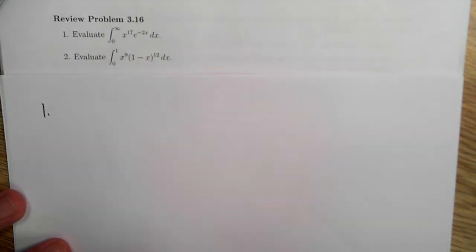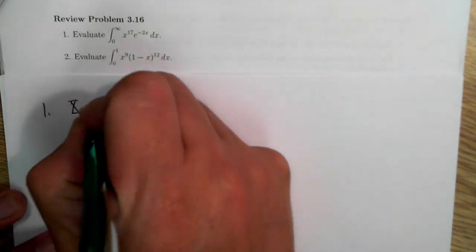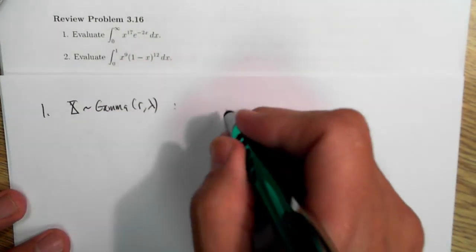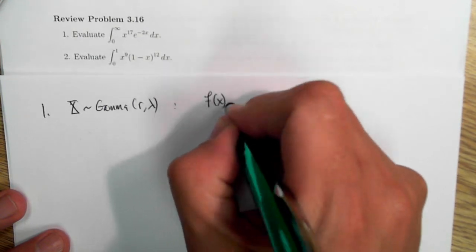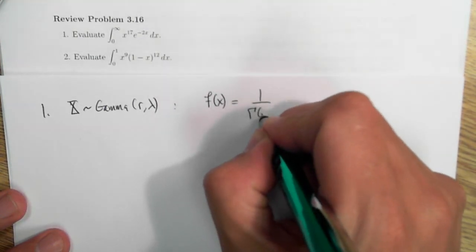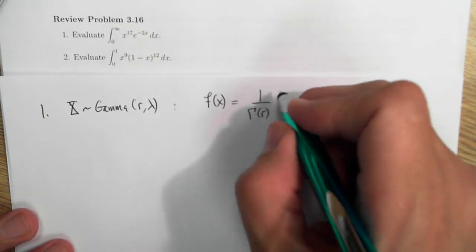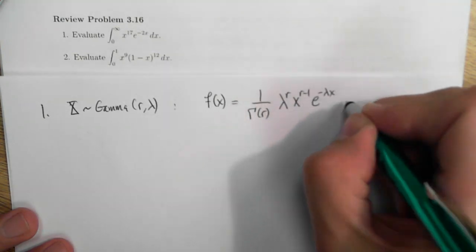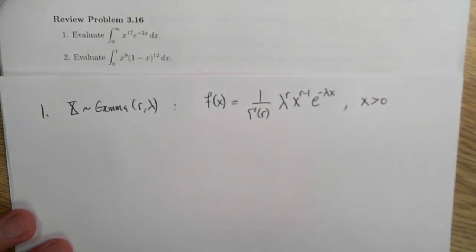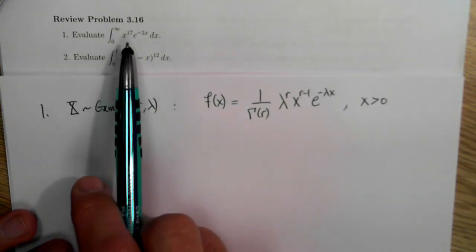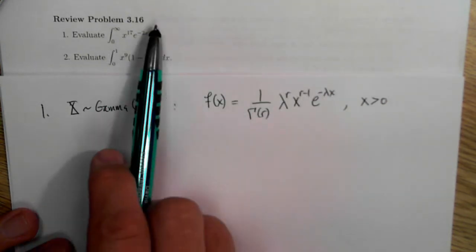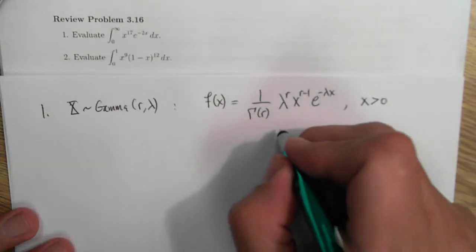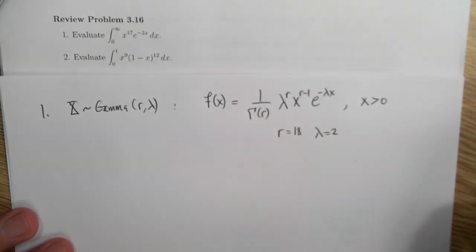So for number one, we remember that if X is the gamma distribution with parameters r and lambda, that means that the density function f of x equals 1 over gamma of r times lambda to the r times x to the r minus 1 times e to the minus lambda x, as long as x is greater than 0. Now this pretty much matches what I have here. For my problem, my lambda is 2. And I have x to the 17 here, so my r is equal to 18.